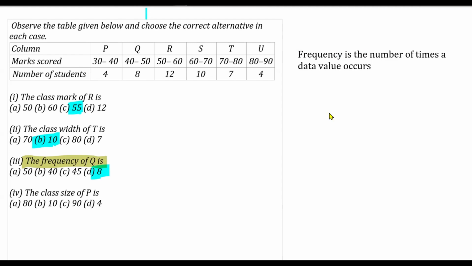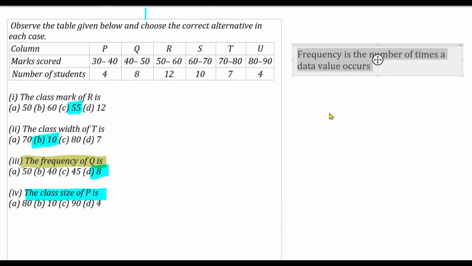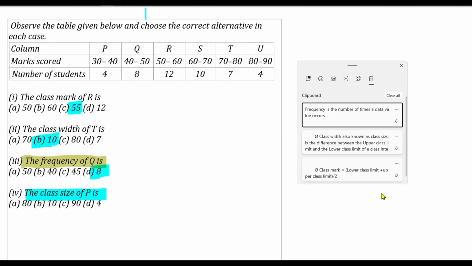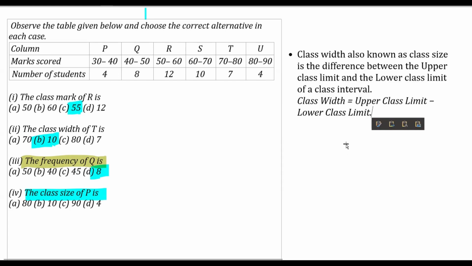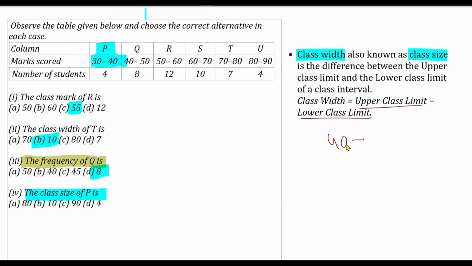Now, next we have one more part, that is the size of the class. As I told you, class size and class width are the same over here, right? So we can say that the class size of this table P will be 50 minus 40, that is upper limit minus the lower limit, so it should come as how much? 10. So we'll say that the answer for this part is 10, right? So this is how we did these 4 parts of this question.